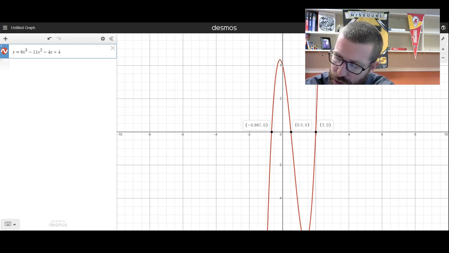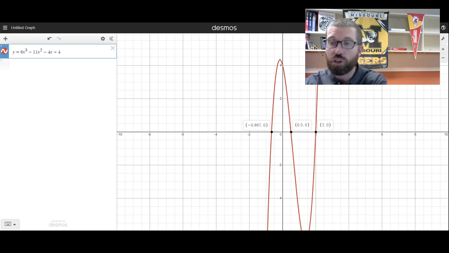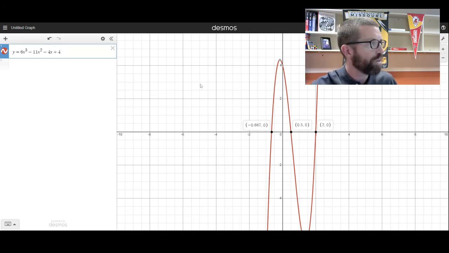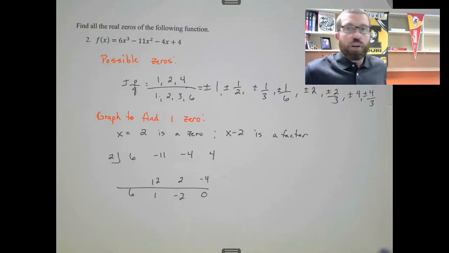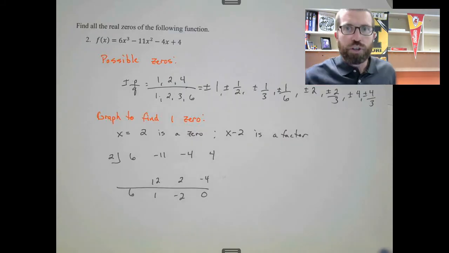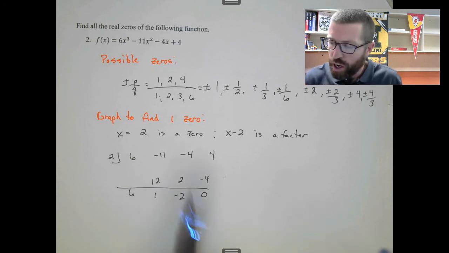And then we do synthetic division, bring the 6 down, multiply 1, 2, -2, multiply and add, -4. And you should get 0 because we know it's a 0 from the graph. And I just realized I'm still on the graph. So let's go back to the paper here. Okay, so I just realized I was sharing the wrong thing. We'll see if I edit that out or just keep it in.